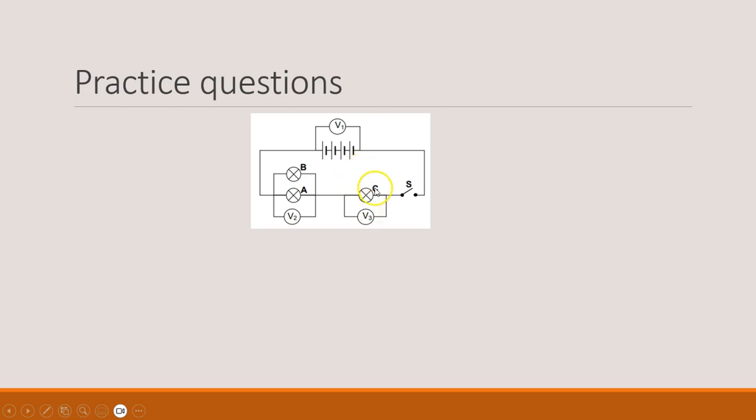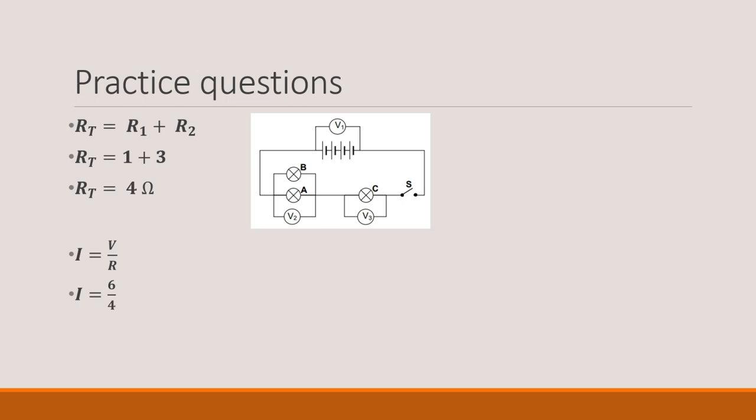What we know about the circuit is that this is 3 ohms and that in total resistors A and B add up to 1 ohm. So what is the total resistance in the circuit? It is 1 plus 3, which is 4 ohms. Now that we have the total resistance and we've worked out that the voltage is 6 volts, we can calculate the total current running through the circuit. I is equal to V over R, which is 6 divided by 4, which is 1.5 amps.